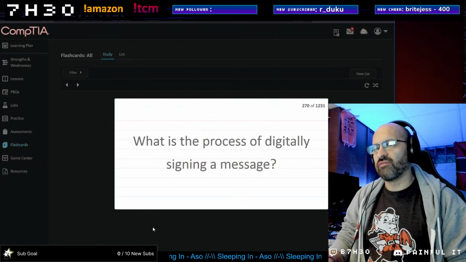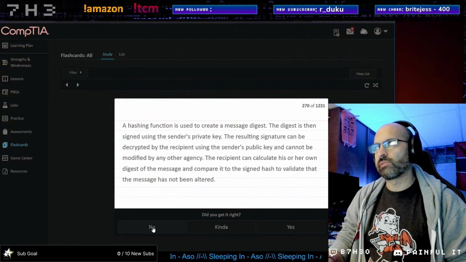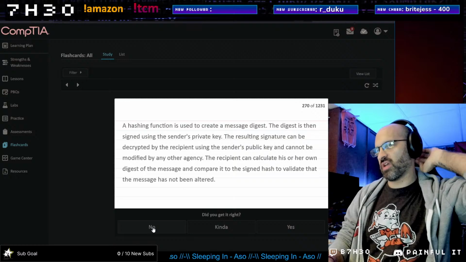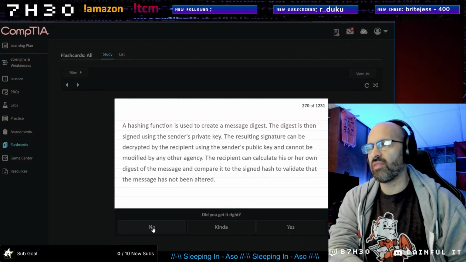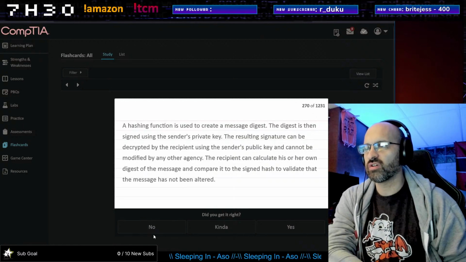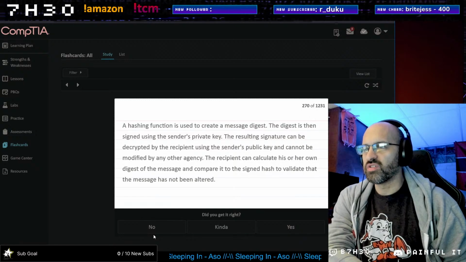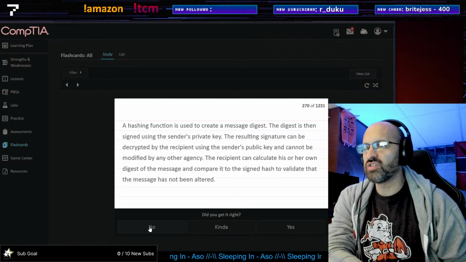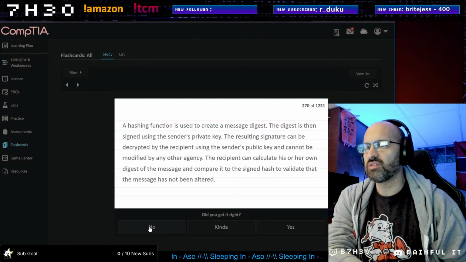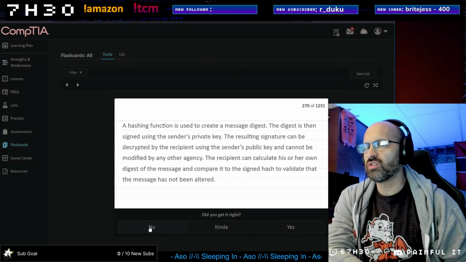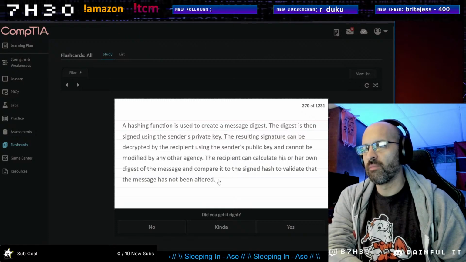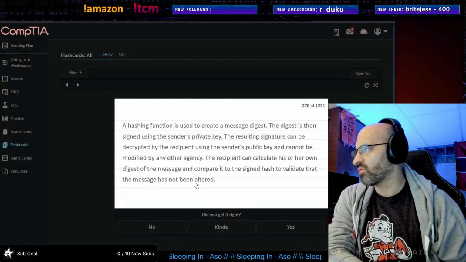What is the process of digitally signing a message? A hashing function is used to create the message digest. The digest is then signed by the sender's private key. The resulting signature can be decrypted by the recipient using the sender's public key and cannot be modified by another agency. The recipient can calculate his or her own digest of the message, compare it to the signed hash to validate the message has not been altered.